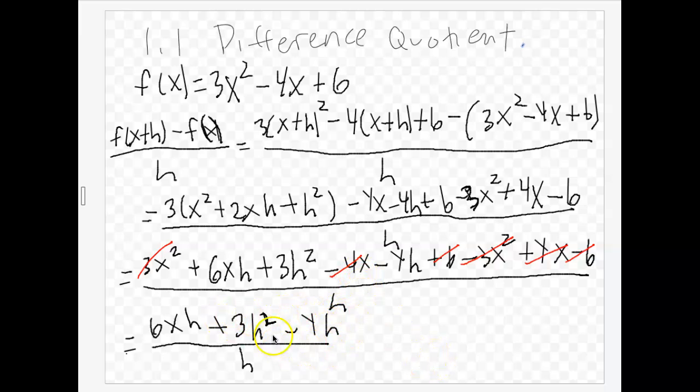In the numerator, what we can do is factor out an h, or essentially divide every term by h. Then this will leave me with 6x plus 3h minus 4. And that's going to be my answer.